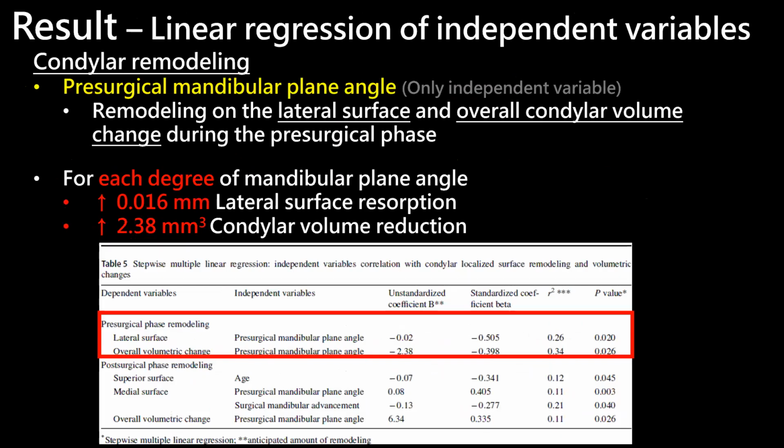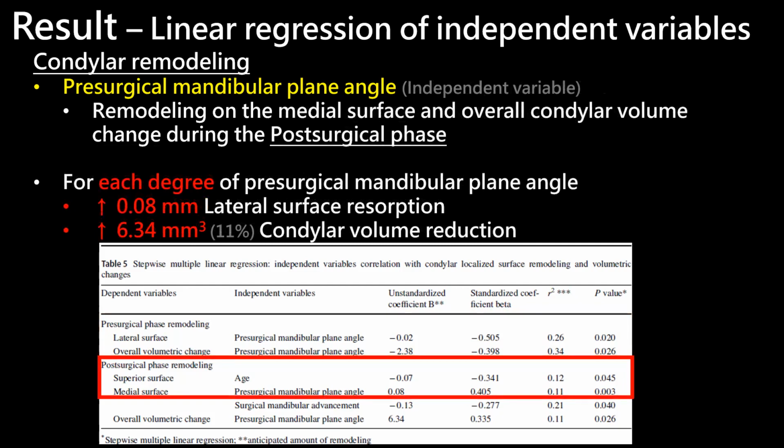So the presurgical mandibular plane angle is the only independent variable that will cause remodeling on the lateral surface and overall condyle volume change during the presurgical phase. For each degree of mandibular plane angle change, there will be a 0.016 millimeter increase in the lateral surface resorption and a 2.38 increase in the condyle volume reduction.